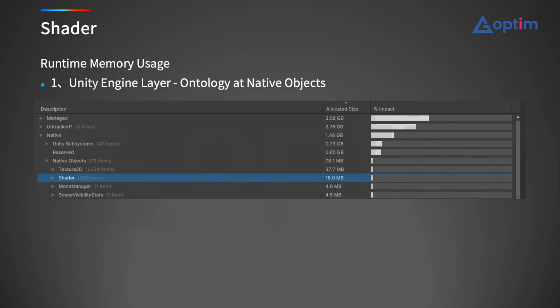First is the native object layer inside the engine. In newer Unity versions, shader memory is primarily tracked within the native runtime object system. You can observe this through the main profiler view. Inside the native object category, you will find the shader's core memory allocation.